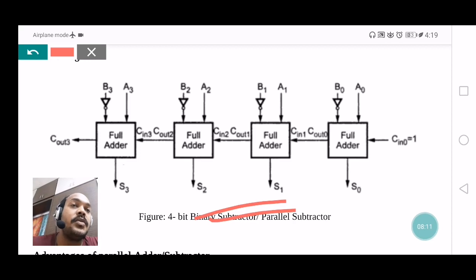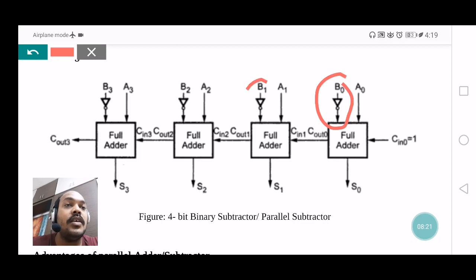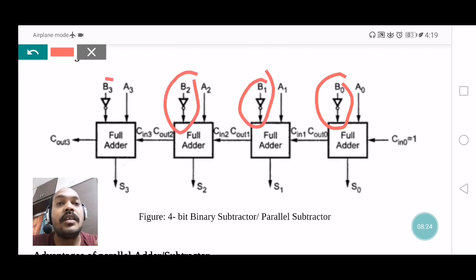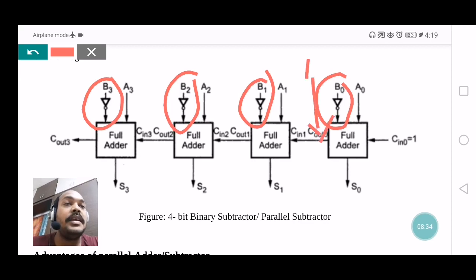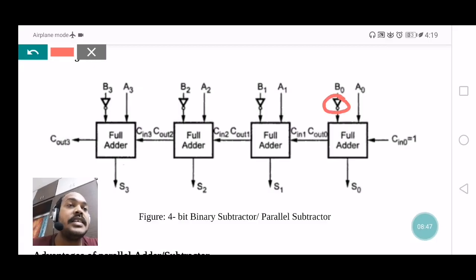See, when you observe very clearly, what do you understand? In this circuit diagram, you can observe one main modification, that is inverting. In the previous circuit diagram, we did not connect any inverter circuits, but here you can clearly observe the inverters. In the previous circuit diagram, we directly applied B0 as one of the inputs. But here we are not applying the direct input from B0. Between the full adder and B0, we connect one gate, that is an inverter.